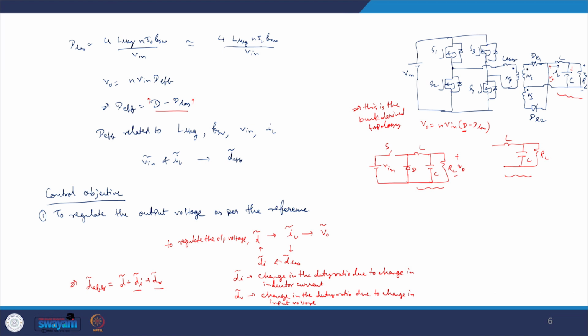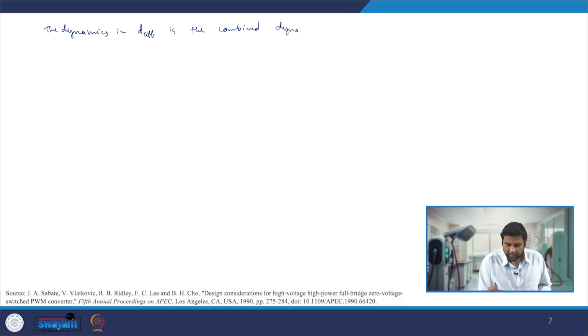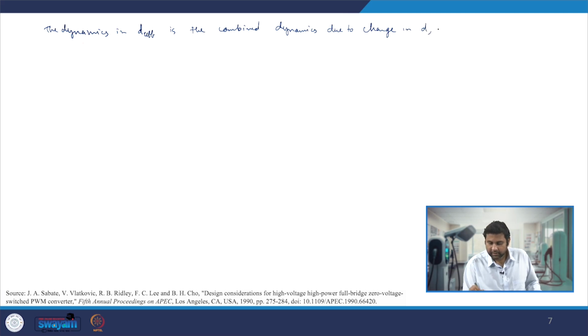So, we can say that the dynamics in D effective is the combined dynamics due to change in D, and along with that D, the Di and Dv.